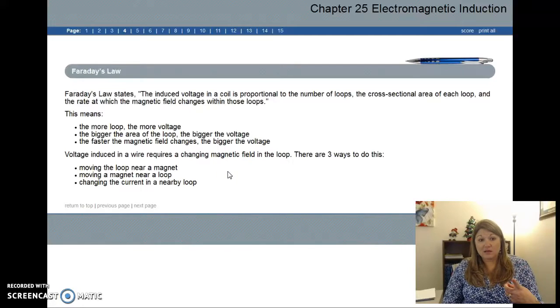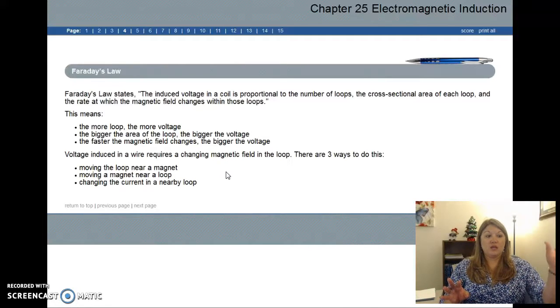You can move the magnet, you can move the loop, or you can have the current going in a loop close by changing. Because remember, what we talked about before, you have a current running through a wire, it generates its own magnetic field. Well, if you have that current changing, like maybe an alternating current, then that magnetic field is always alternating. Then this loop of wire over here feels that, and it will induce a current in there as well. So there are different ways to do it. You don't even need a magnet for all the ways.